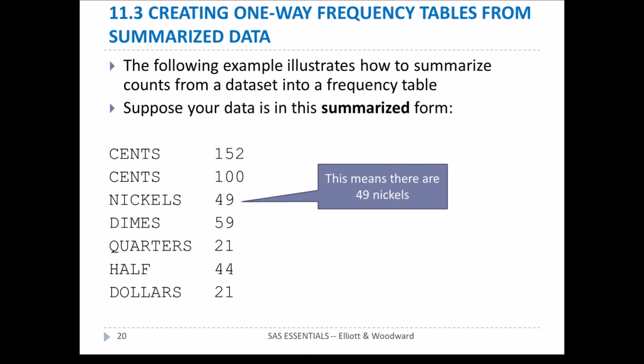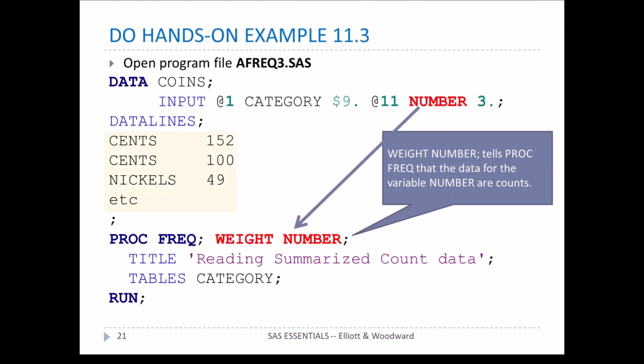I had 152 cents, and maybe I had a couple of rolls, so I also had another 100, 49 nickels, 59 dimes, and so on. So this data is going to have these counts in it rather than 152 lines that each say cent. All right, so now let's take a look at how that would work.